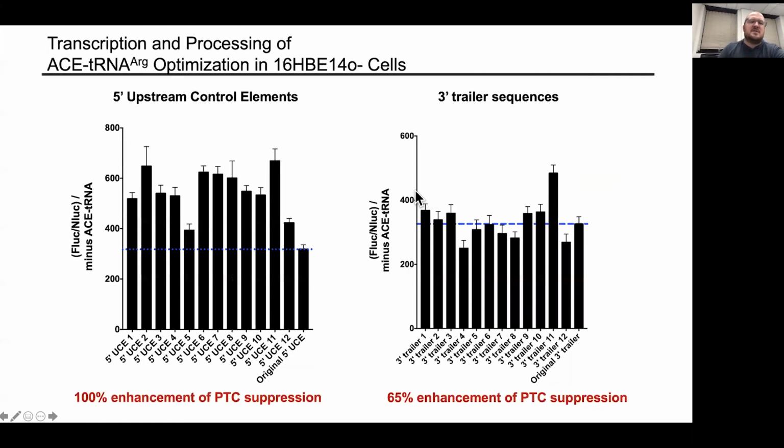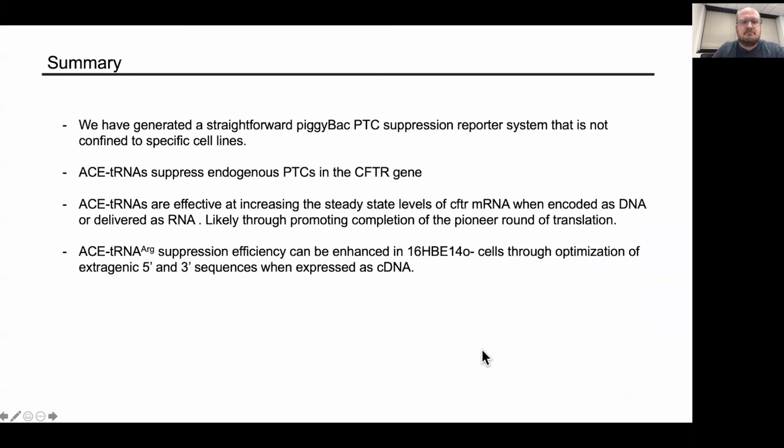If you took these sequences, and we took the top 12 of each and we transfected these reporter plasmids into HBE cells, you see that many of these sequences give over 100% enhancement of PTC suppression, and that one of these 3' trailer sequences actually increased PTC suppression by 65%. And so our goal with that is to combine those. Because they use two different pathways in tRNA processing, we think that they could be additive.